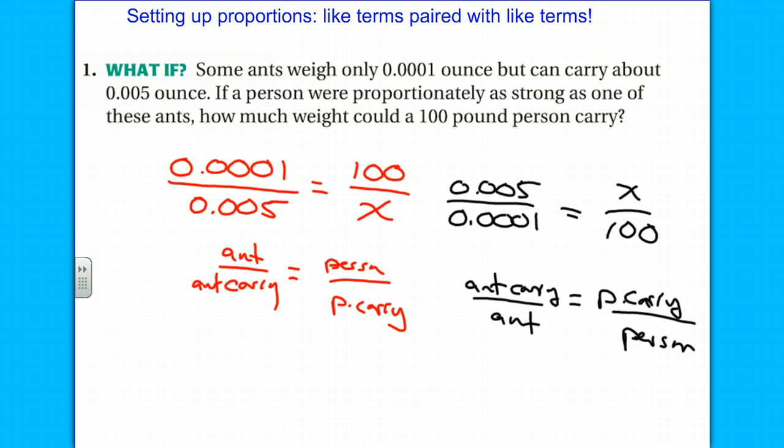There are other ways too. Can anybody think of another way? And then we'll talk about solving it later. I mean, I'm sure you can all solve it. But Brian. Okay, so he says, if an ant weighs 0.0001, right? There's the ant, and the person weighs 100. And how would you have to set up this ratio?